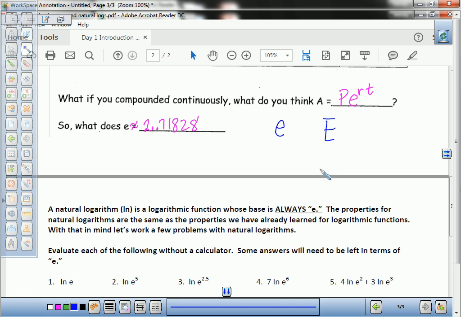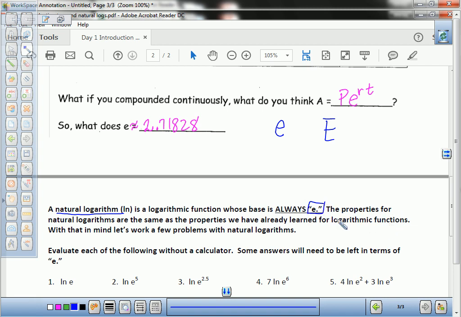Now, when e is raised to a power, we have to take the log. And e is so special, just like base 10 is special. e is so special, it has its own log. It's the natural base. So when we take the log of e, it's called the natural log. Now with a natural log, the base is always e.